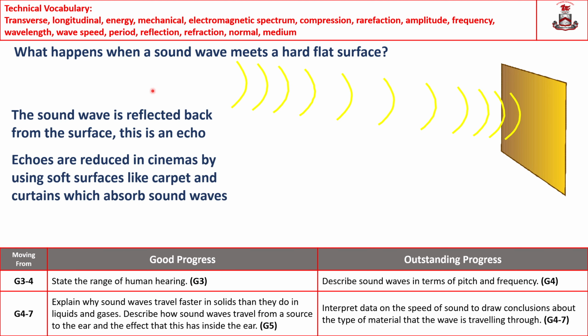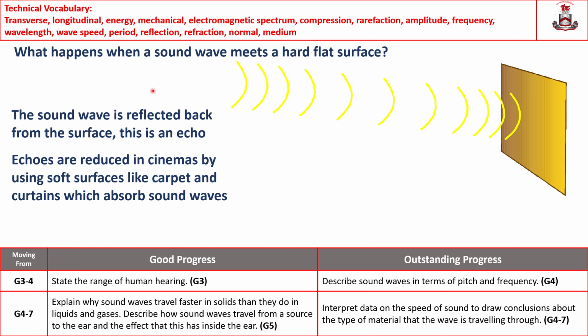We talked about specular reflection versus diffuse scattering last lesson. The same thing happens for sound waves as it does for light waves. When a sound wave meets a hard, flat surface, the sound wave is reflected back because it's a smooth surface. The sound waves reflect off and you get an echo.